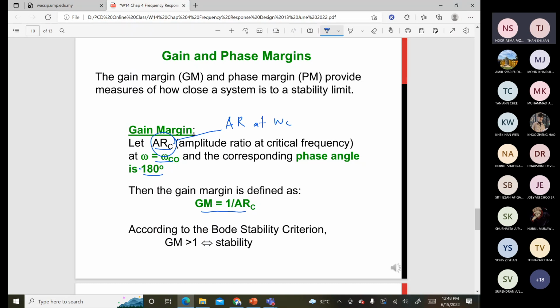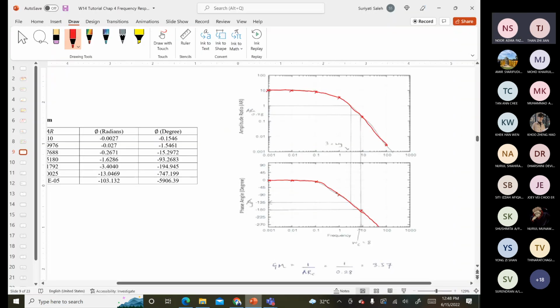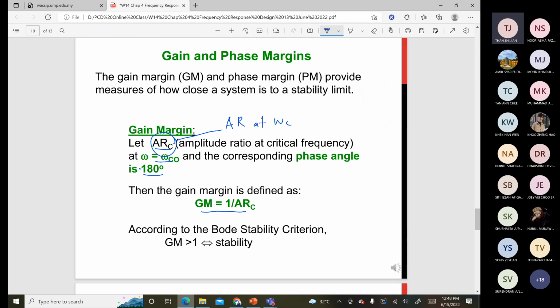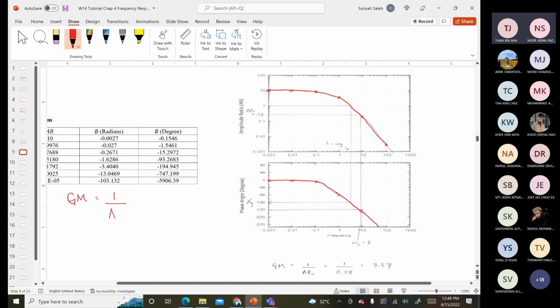According to the criteria, if you have GM greater than 1, then that means your process is stable. So let's take a look at how it can be obtained. So we know that the GM equals 1 over ARC. ARC occurs at ωC. ωC occurs at negative 180 degrees. So this is the concept.